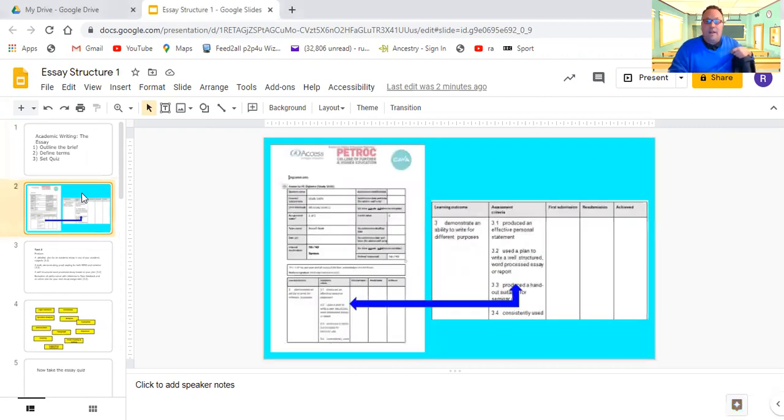As you can see, this is the brief as is. As you know on your briefs, the first section looks at the learning outcomes, and then it looks at the specific unit criteria. The specific unit criteria which fulfills this, which you need to know, is use a plan to write a well-structured, word-processed essay. So that's what we're looking at today.